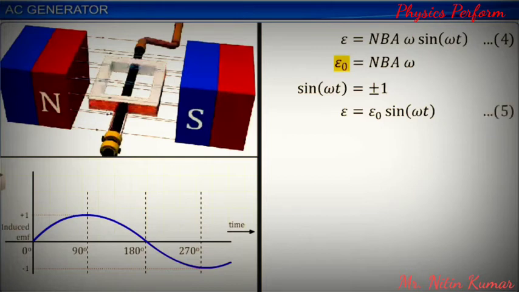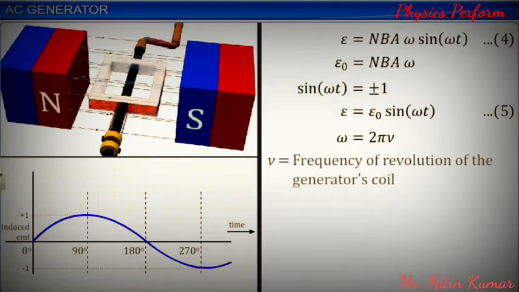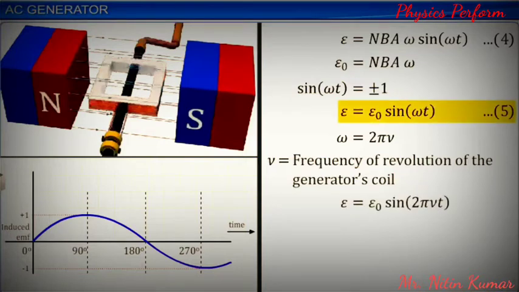We know that omega is equal to 2 pi nu, where nu is the frequency of revolution of the generator's coil. Substituting the value of omega in equation 5, we get E is equal to E0 sin 2 pi nu t. Let this be equation 6. Thus, equation 6 gives the expression for the instantaneous value of the EMF.